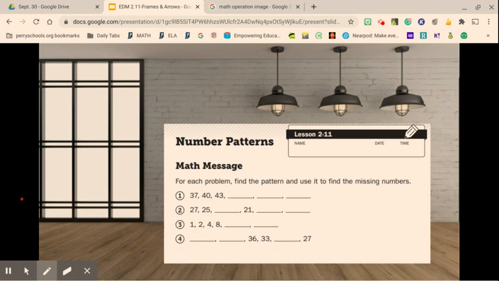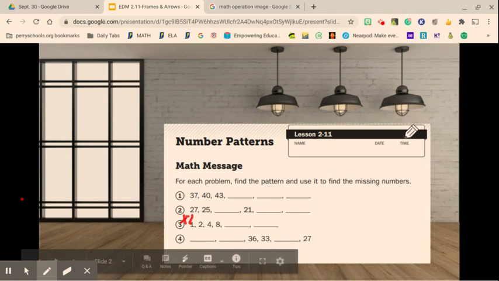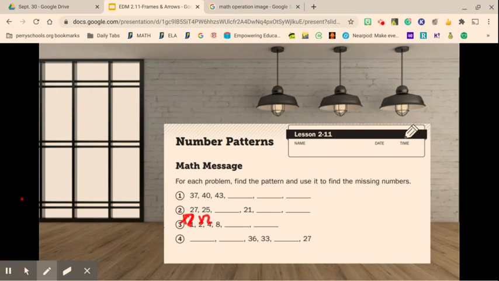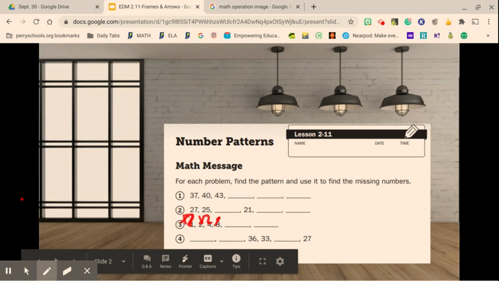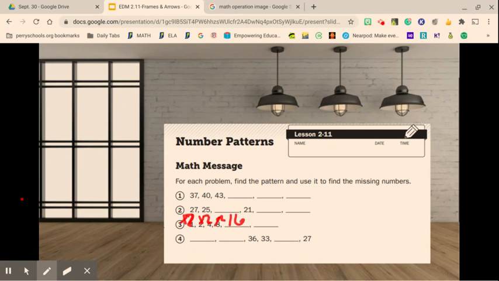If I say from 1 to 2, I could do 1 times 2 equals 2. Then 2 times 2 equals 4. 4 times 2 is 8. So I think I'm going to keep going with my times 2. 8 times 2 is 16, and 16 times 2 is 32. So on this problem, I was increasing by multiplying by 2, or doubling.